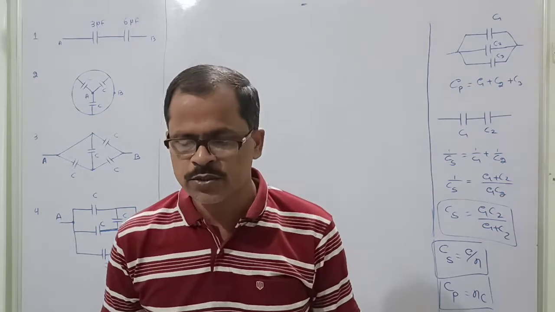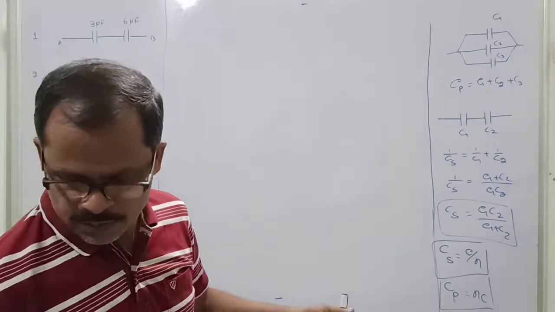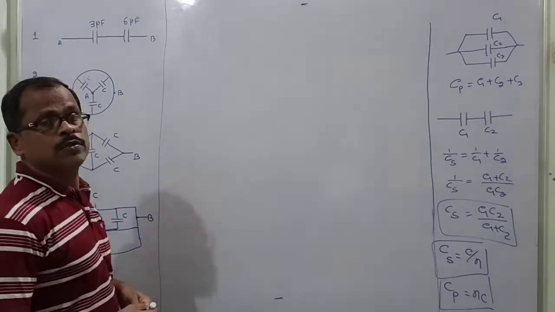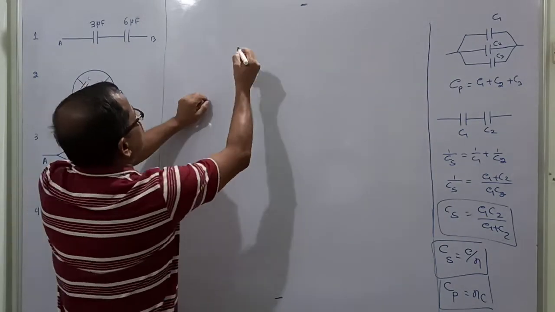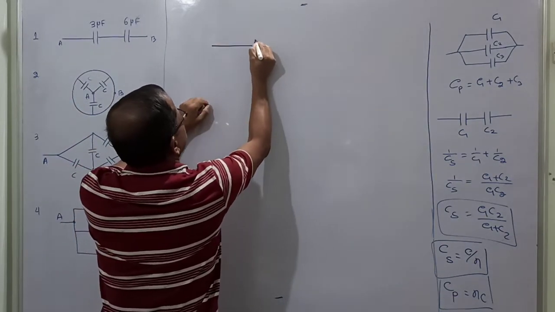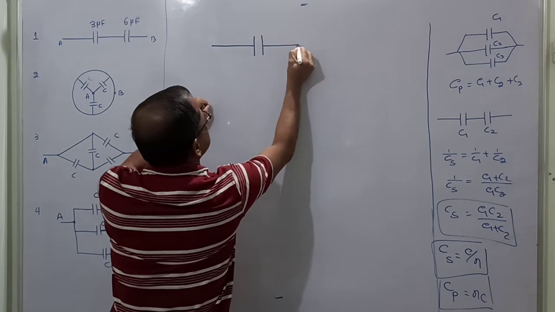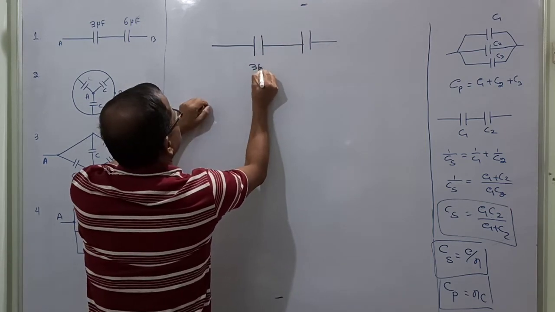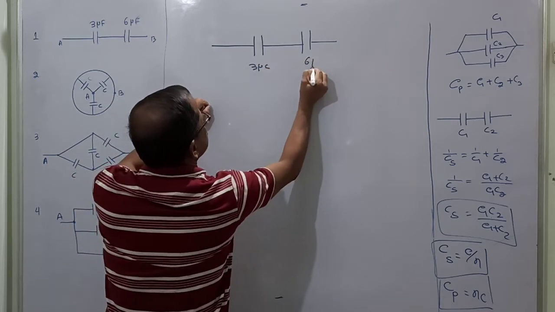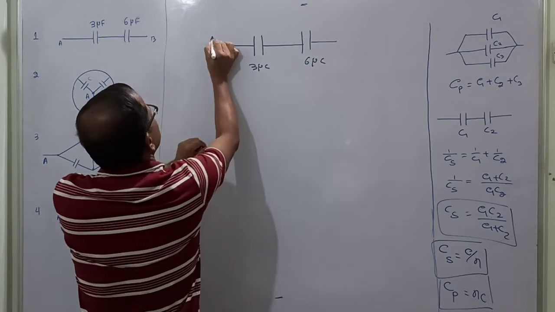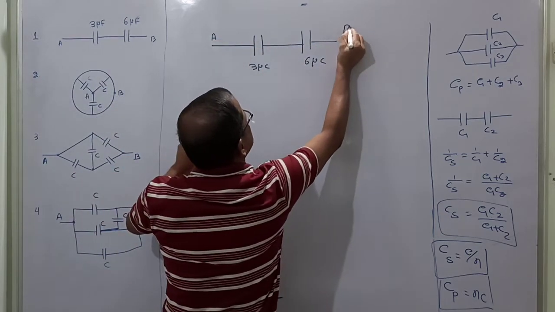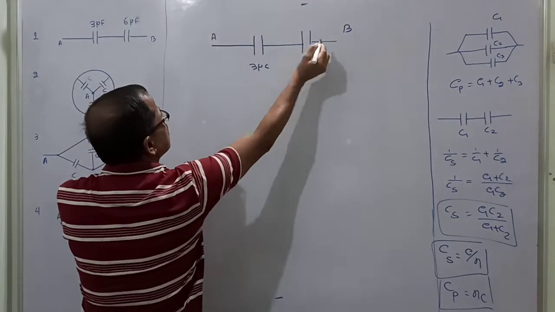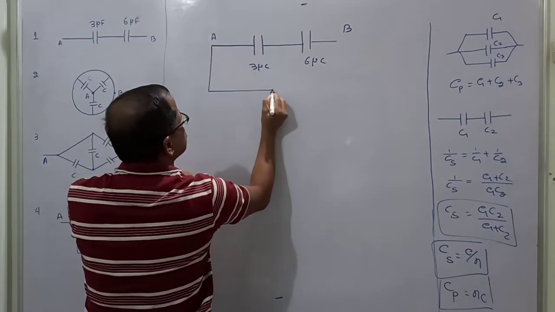So now first let us come to the combination of capacitors, problem number 1 given in the question. Look, these are two capacitors connected in series, the simplest case. This one is equal to 3 microfarad, this is equal to 6 microfarad. Then you have to find out the net capacitance between the points A and B.